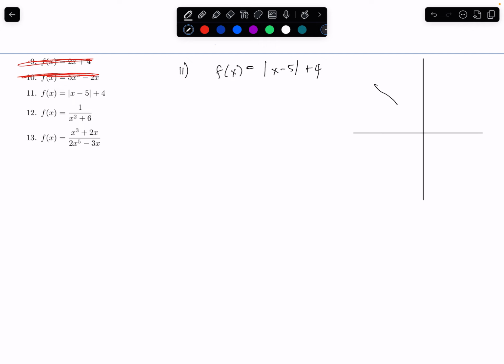Because I know what an absolute value function looks like, right? It looks something like this. So this is an absolute value function. Now, what does this minus 5 next to the x do? Remember, minus numbers next to the x move things to the right. So that's going to move 5 to the right. And then plus numbers at the end move things up. So it's going to be 4 up. So you're going to have this new starting position right there.